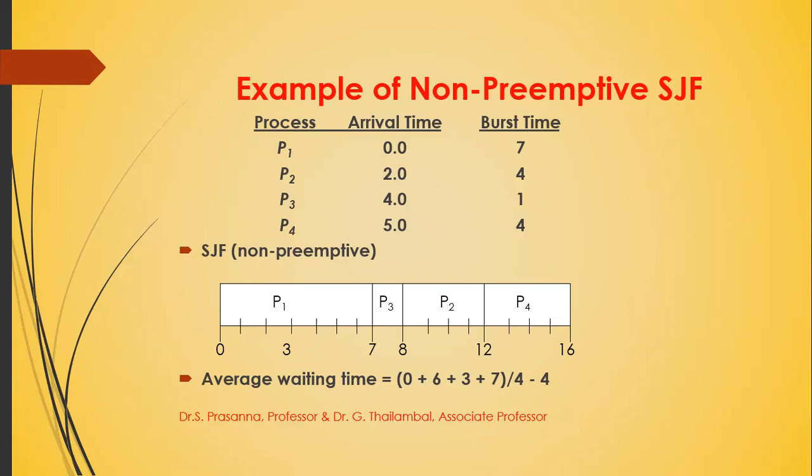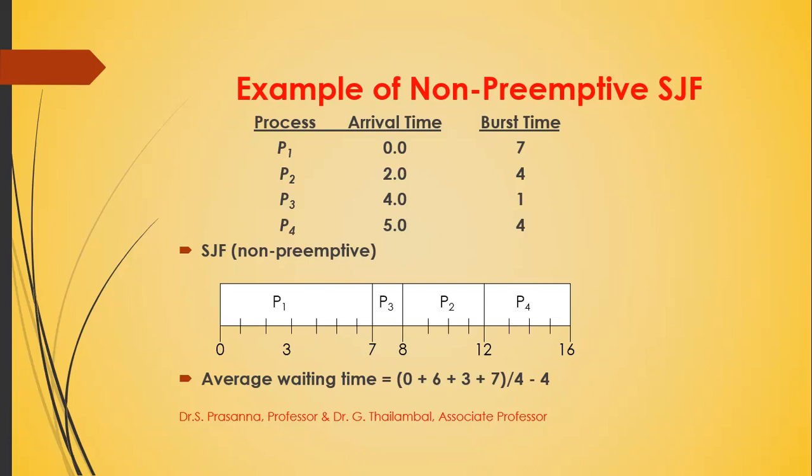But at time 4, P3 arrives. So while P1 is executing, two processes have arrived, P2 and also P3. When you compare the burst times, the shortest is P3's, which is 1. Therefore P3 will be allocated when P1 completes its execution. So after the 7th millisecond, P3 is allocated. The burst time is 1, so it completes by the 8th millisecond itself.